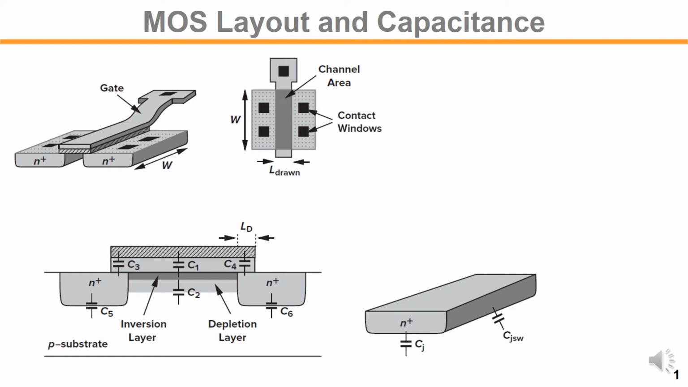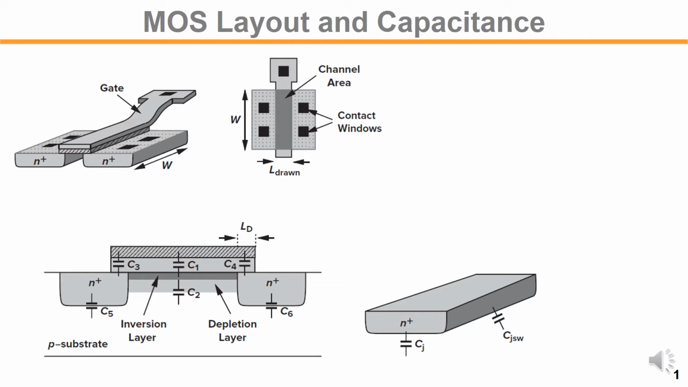Now let's take a look at the actual MOS layout and see how large the parasitic capacitance exists. Once we figure out how to avoid large parasitic capacitance, then your circuit can perform better in high frequency.